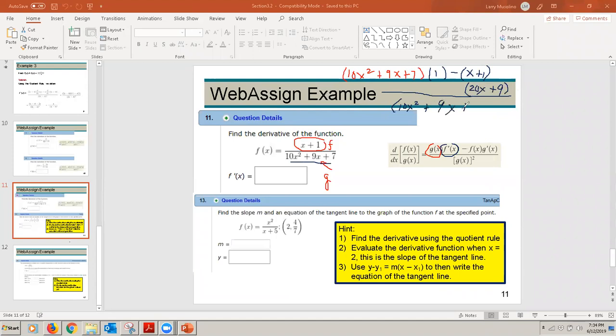And of course, that whole quantity on the bottom has to be squared. Numerator, you could multiply the expressions out, combine like terms, and simplify the numerator. All right, let's go to the bottom example. The bottom example is a little different.